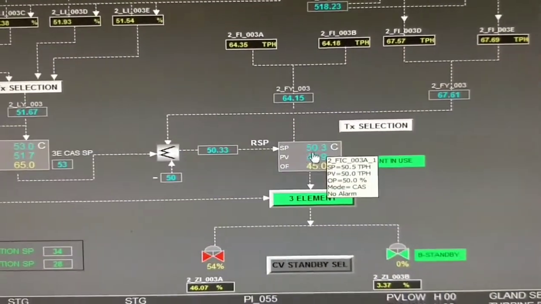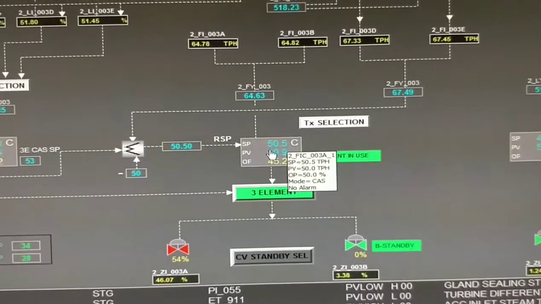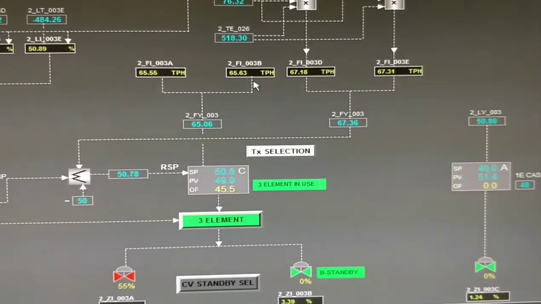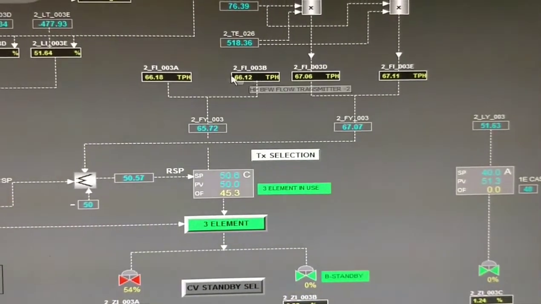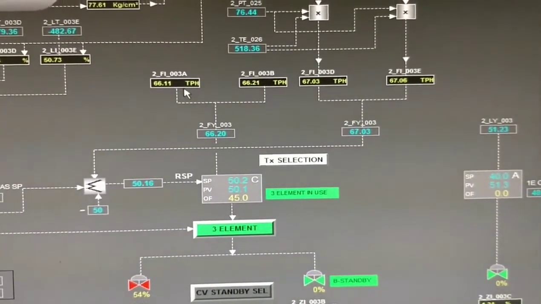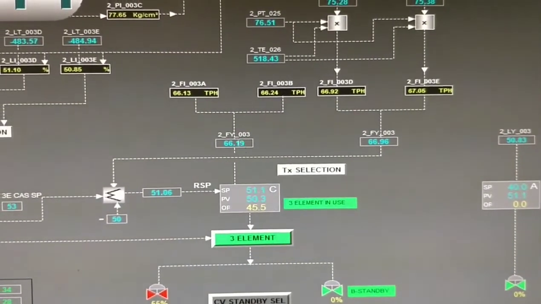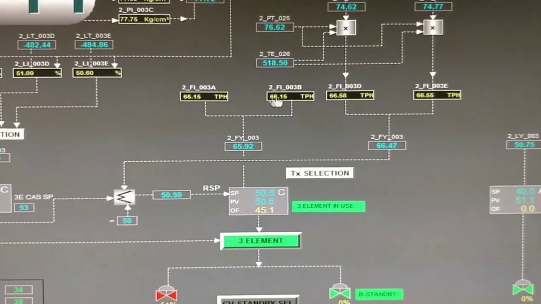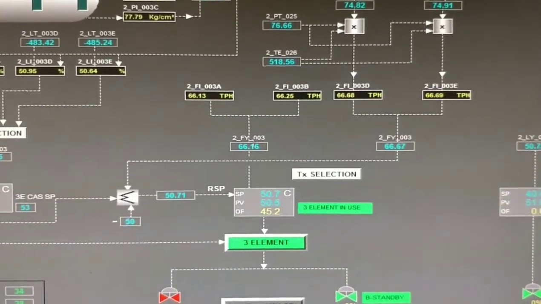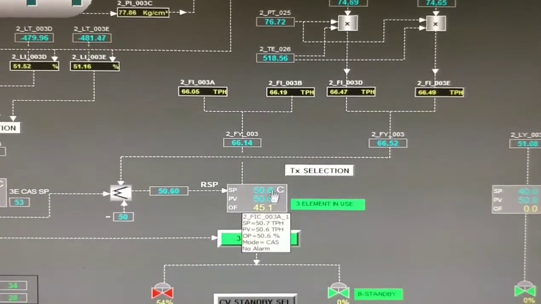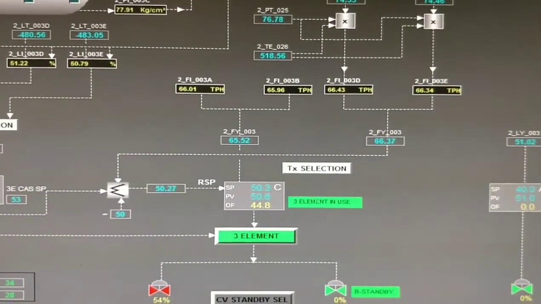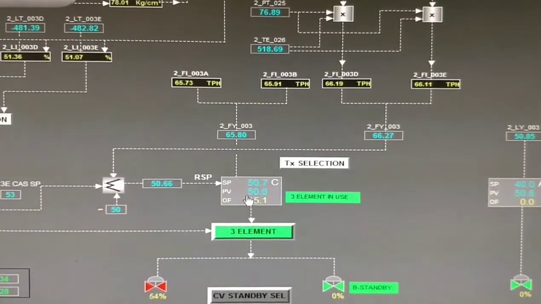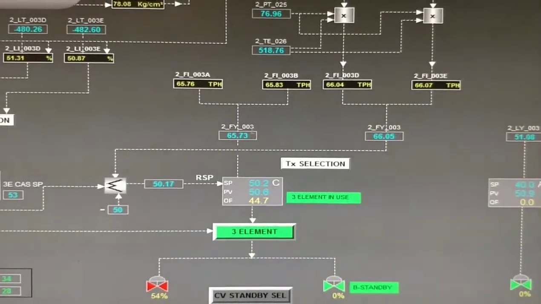Now next one is the 3 element feed water controller. Its process variable is obtained from feed water. These are the 2 feed water transmitters used to calculate the feed flow in the drum. This is the average value obtained from these 2 transmitters, which is converted in the form of 0 to 100 for this 3 element feed water controller. So 65.91 is converted as 50.6. This is the process variable.